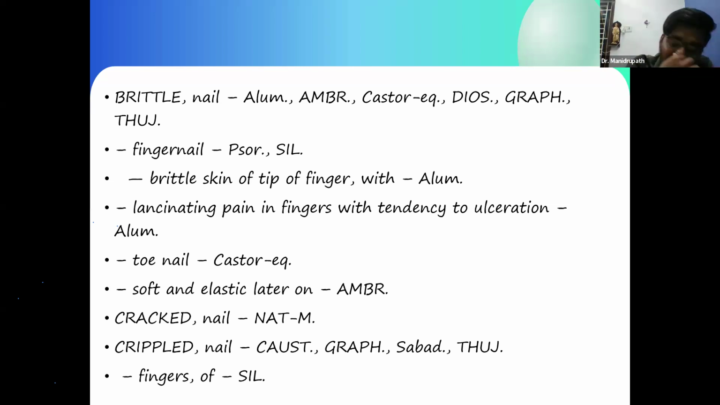Yes, yes, I will discuss about this magnet remedies as well. I have added one rubric of that. I will discuss. Your questions, please post them later, doctor.